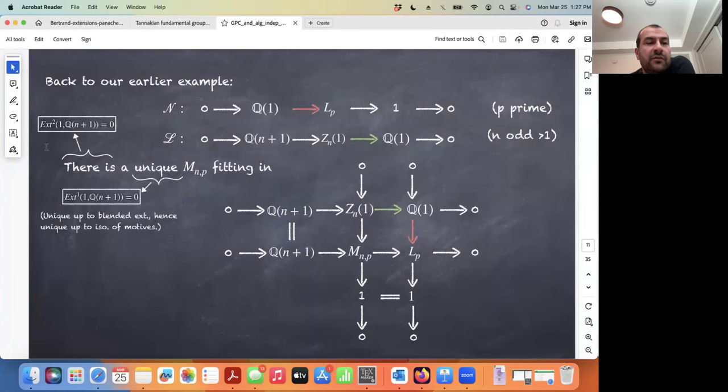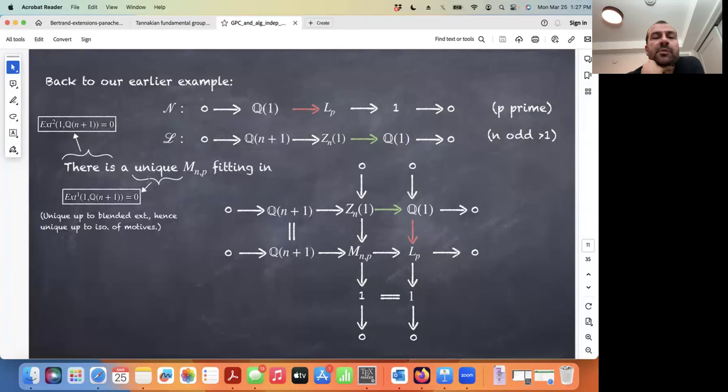So here, from Ext groups in the category of mixed Tate motives, that Ext2 of 1 by Q(n+1) is 0, and n is odd here. Well, actually, Ext2s all vanish, and being odd becomes important here, but Ext2 groups vanishing, that justifies the existence of the M(N,P) that we had before.